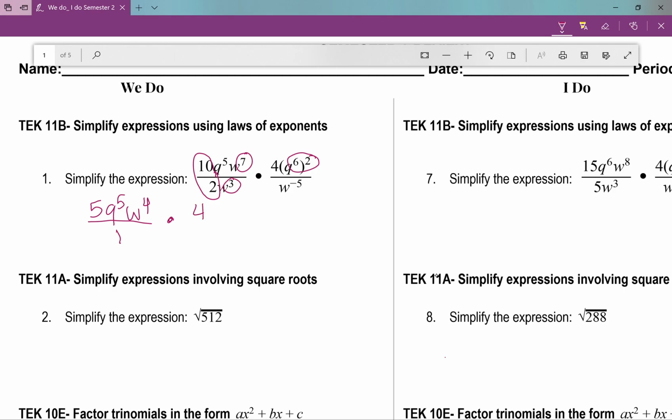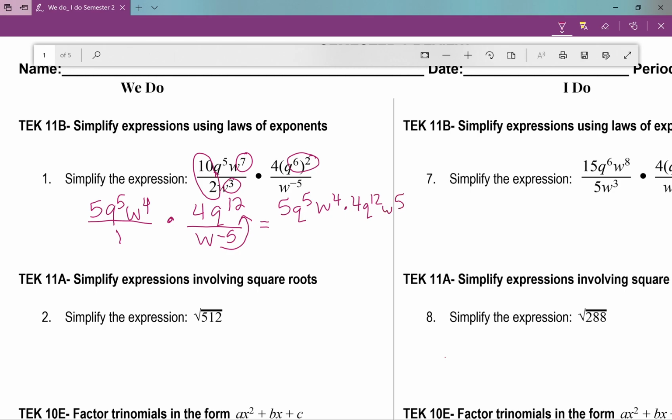So I have 4q to the 12th over w to the negative 5. Remember that w to the negative 5 needs to come to the top in order to get rid of the negative sign. So we're going to move this to the top. Once it moves to the top, we are now multiplying. So this is equal to 5q to the 5th, w to the 4th, times 4q to the 12th, w to the 5th.